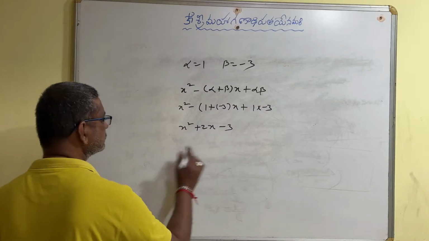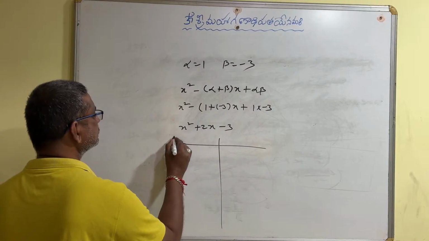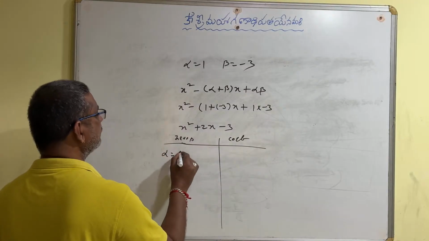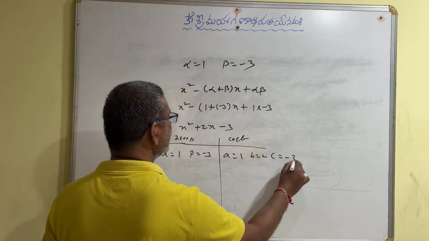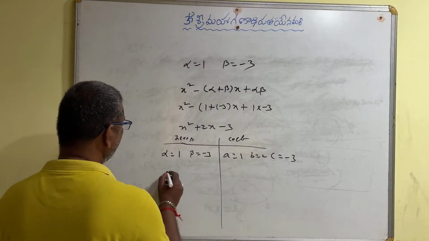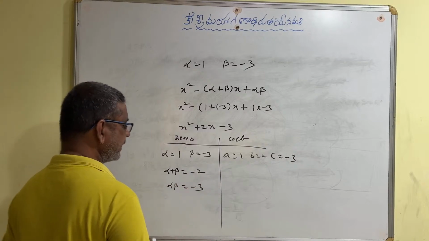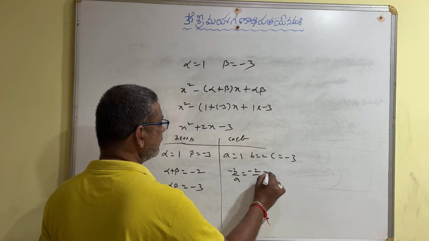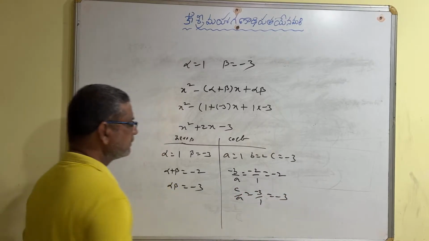Now, verifying the relation between zeros and coefficients. Alpha is 1, beta is minus 3. A is 1, B is 2, C is minus 3. Now alpha plus beta is minus 2. Alpha beta is minus 3. Now minus b by a is minus 2 by 1, which is minus 2. C by a is minus 3 by 1, which is minus 3.